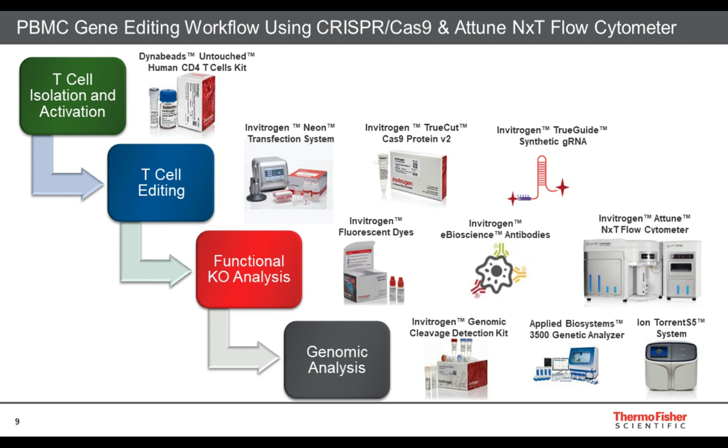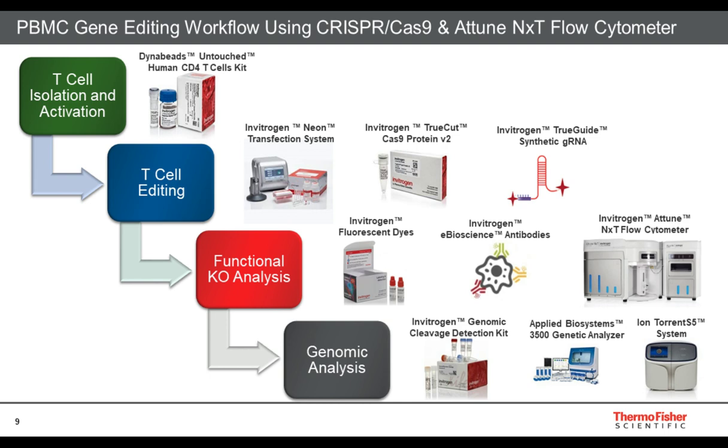And I have a few representative tools and products listed here on the right that can help this process along the way, like the Neon transfection system, our TrueTag Cas9 protein, as well as our synthetic guide RNAs. From here, you can then do the functional knockout analysis using our eBiosciences antibodies in the Attune NxT. And then you can also use our fluorescent viability dyes to give you more information about your edited cells in the end, right, for the overall cell phenotype.